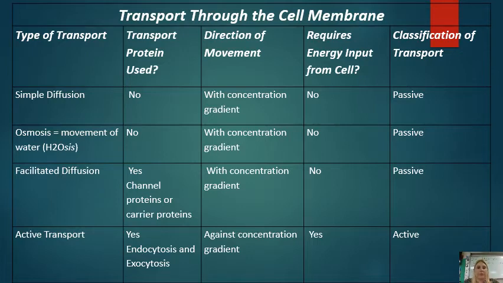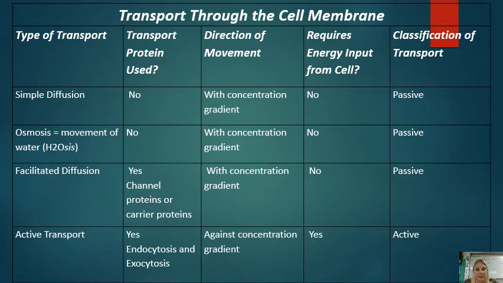So, types of transport, we have simple diffusion, okay? These things move from an area of high concentration to an area of low concentration, and they just move in between those phospholipids, back and forth. This is passive transport. Osmosis is a fancy word for the diffusion of water. And again, these move from areas of high concentration to areas of low concentration. Does not require the energy from the cell. It's passive transport. Water just moves back and forth.